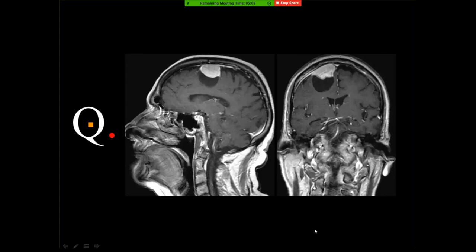Meningioma with cystic component. Yes, this is meningioma, and you see the dural based lesion with enhancement, and you may appreciate some of the dural tail.